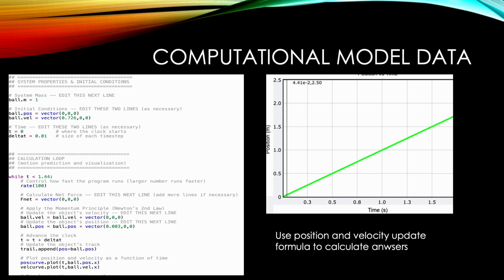Through the values on the Tracker app, I was able to calculate the average velocity, which I plugged into my calculator and found the average velocity the ball travels at. I was then able to put this average velocity into GlowScript while maintaining the net force at 0, 0, 0. Through this, I obtained the graph shown on the right-hand side, and I used the position and velocity update formulas to calculate the answers shown on the previous slide.